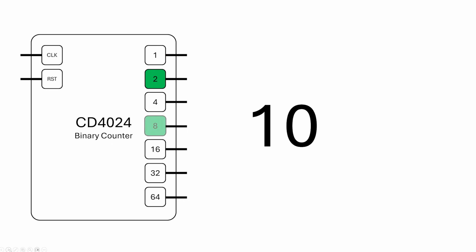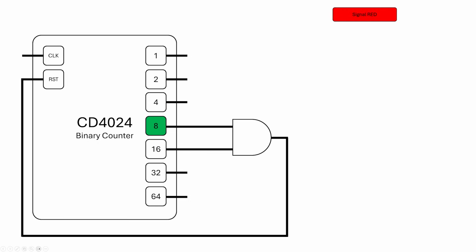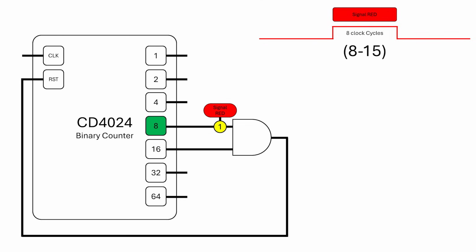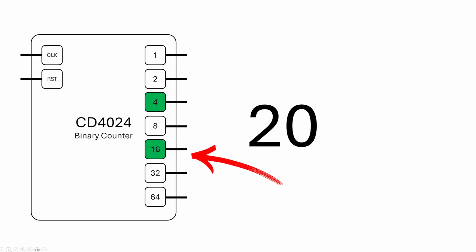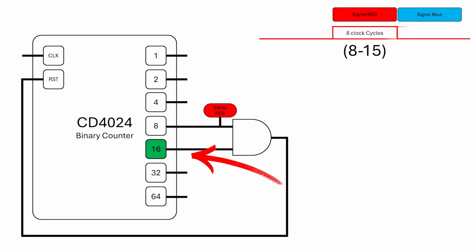If you notice, while counting from 8 to 15, position 8 is always high. That is 8 clock cycles, and we can track position 8 to know if it's time for red. Same goes for counting from 16 to 23. That is also 8 cycles. Position 16 is high during this period, while 8 is low. By tracking 16, we know when it's time for blue.